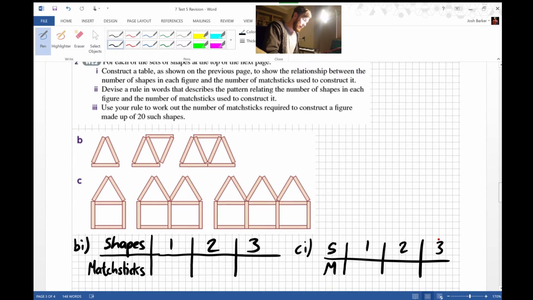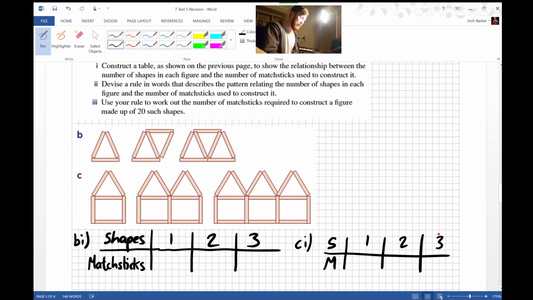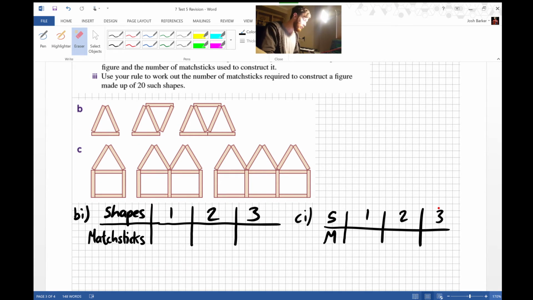Okay, hey, welcome back. Now these are both number patterns questions, and you've got to work out what the relationship is between the number of shapes and the amount of matchsticks required to build them. Now, like we said in class, you've probably seen these number patterns questions before, but coming up with an algebra style rule is something that is probably new to a lot of you.